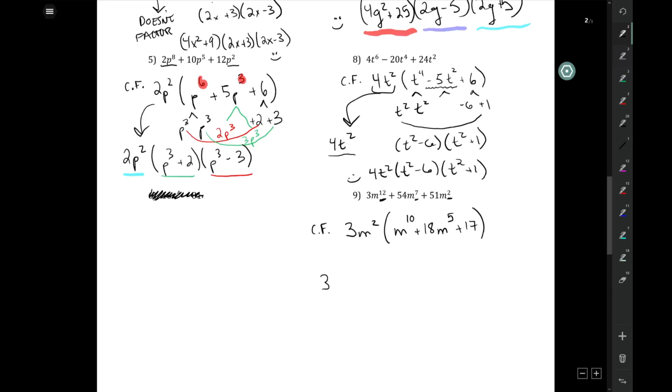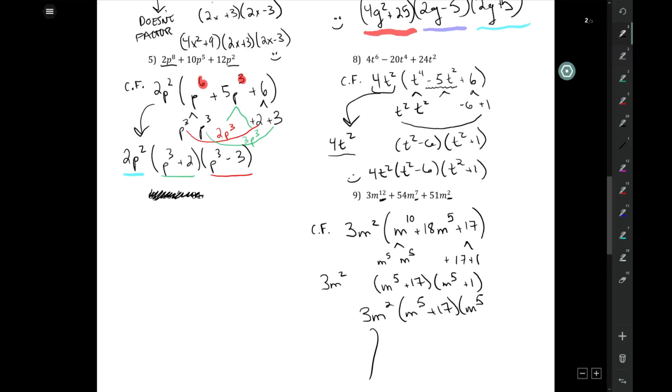And you probably recognize from here, okay, m to the 10th is really m to the 5th times m to the 5th. Okay, 17, there's only two factors of 17, and they conveniently add to our 18. So we have m to the 5th plus 17, m to the 5th plus 1, and putting it all together, 3m squared times the quantity m to the 5th plus 17, m to the 5th plus 1.